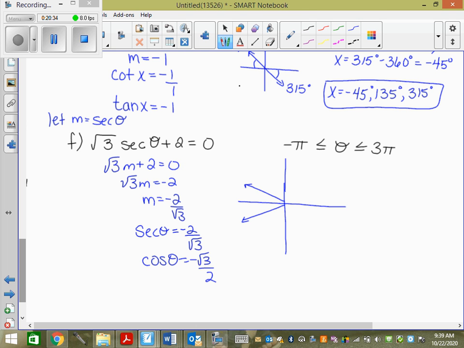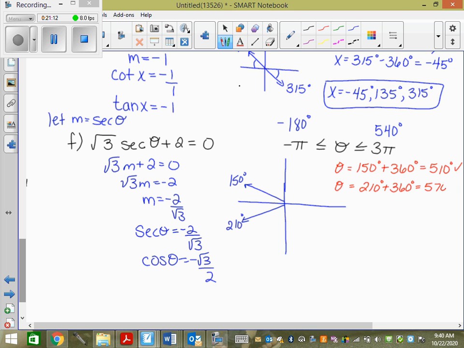Cos equals negative root 3 over 2 here and here. If I want to do it in degrees, I can. It'd be 150, 210, which both fit. So this is negative 180 to, is this 540? 360 plus 180, 540, I think. Okay, so we're going to try out their coterminals and see what they get. 150 plus 360 equals 510, which fits. 210 plus 360 equals 570, which does not.